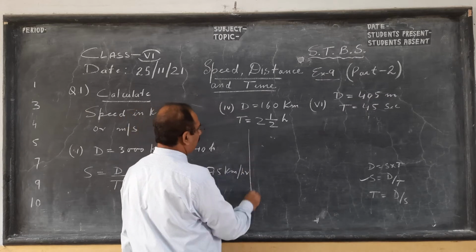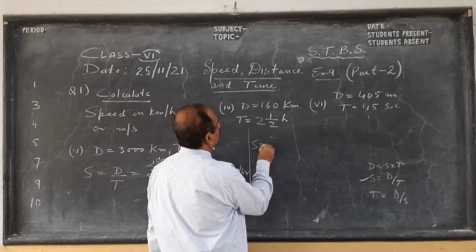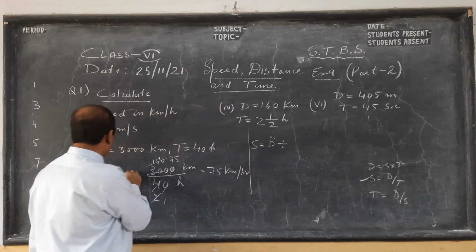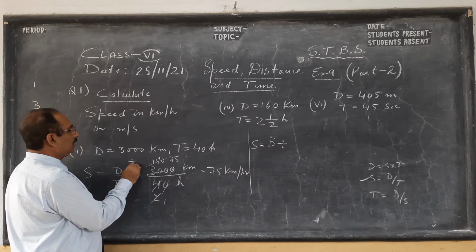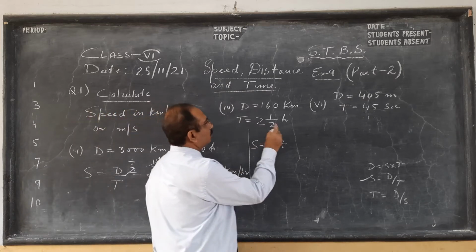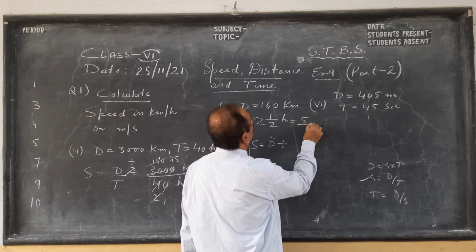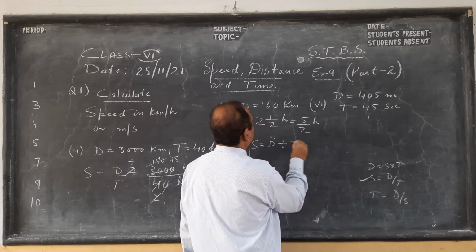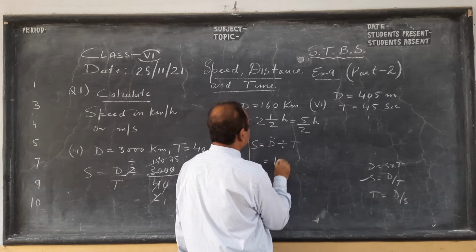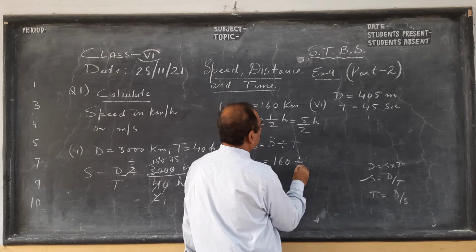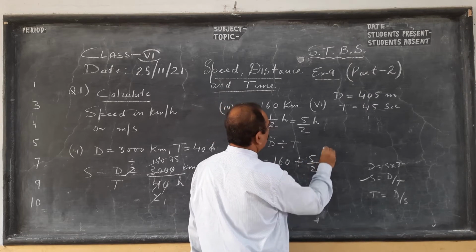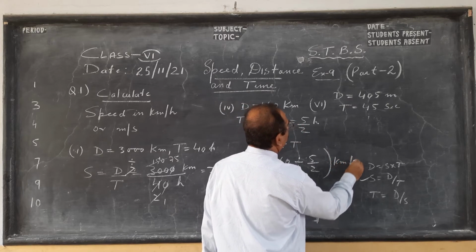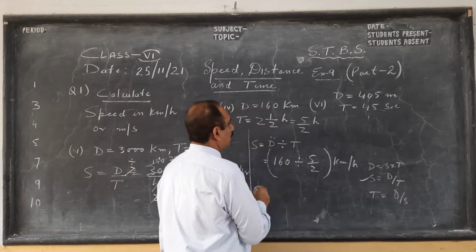Part 2, same way, speed is distance divided by time, children. See here, in this formula I use division. I'll tell you why. This is 2.5 hour, children. If you know, it is 5 by 2: 2 2s are 4 plus 1, 5 by 2 hour. So distance divided by time. Distance is 160 divided by time 5 by 2, and the unit, children, will be kilometer per hour because distance is in kilometer and time is in hours.